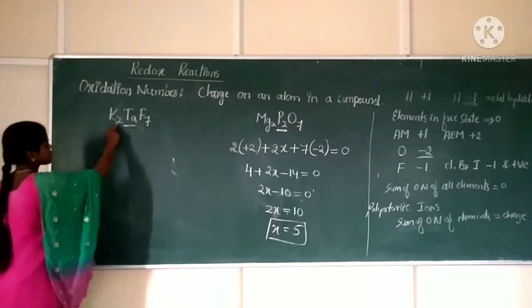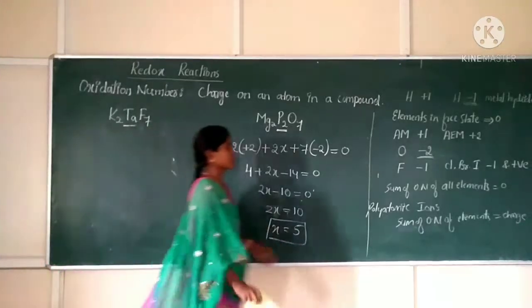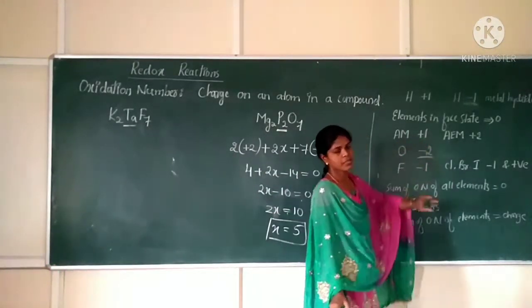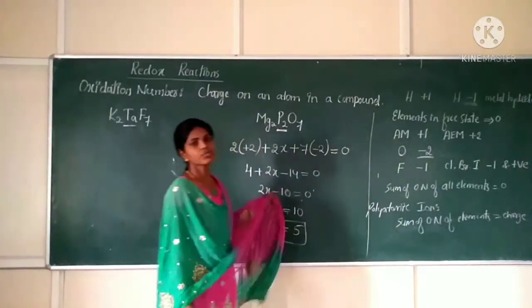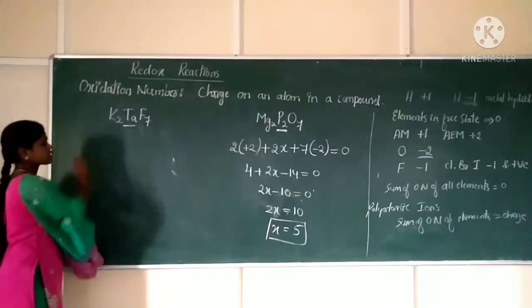What is the oxidation state of potassium? Potassium oxidation state is plus 1, because all alkali metals have plus 1. Why does it have plus 1? Because only one electron is there in the outer shell. Now, how many potassium are there?